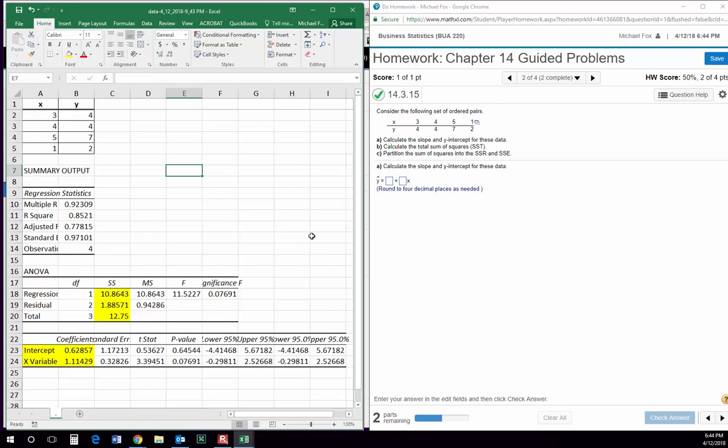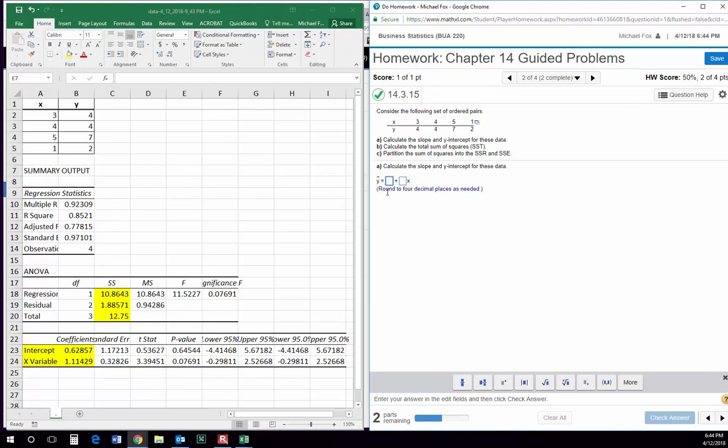So the first thing is this gives us our y-intercept and our x variable. And so our y-intercept is right here, 0.62857. It says 4 decimal places. So 0.6286. And then our slope, 1.114. Wait, 4 decimals, 1.1143.